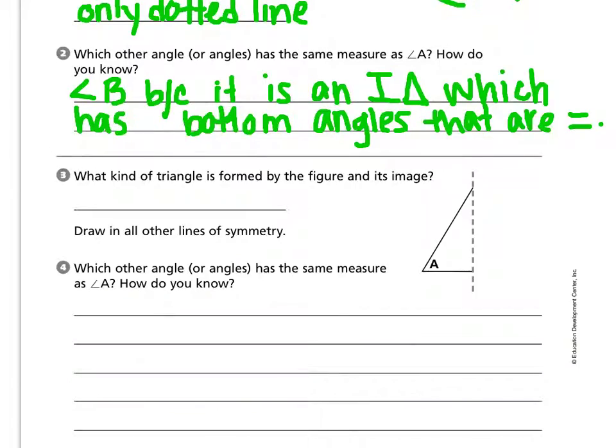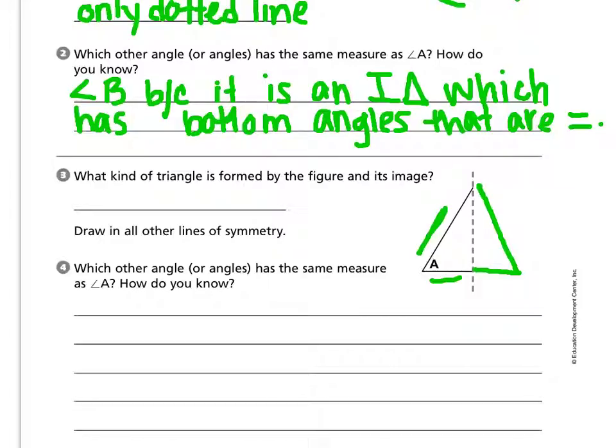The first thing that we need to do is measure the bottom line and this line in order to make our symmetry lines. So make sure that you have drawn it correctly. What kind of triangle is formed by the figure and its image? Once you've drawn it and measured the sides, you'll be able to figure out what kind of triangle it is. Remember, scalene triangles have 0 sides that measure the same length. Isosceles triangles have 2 sides that measure the same length. And equilateral triangles have 3 lines that measure the same length.